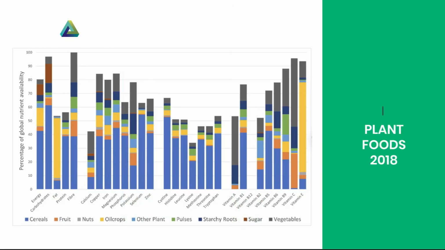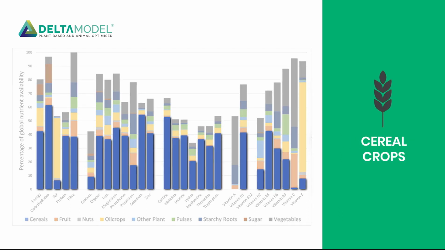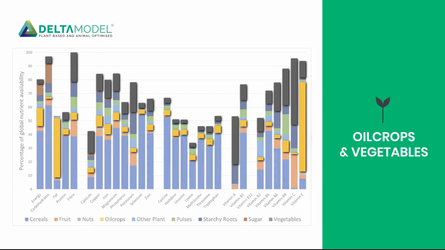Plant foods were responsible for the majority of nutrient supply for most nutrients in 2018, with some exceptions like calcium, vitamin B12 and certain amino acids. Cereal crops were the most important, largely due to their high global production and consumption. They are not necessarily the richest sources of nutrients, but are an important source because we consume so much of them. Oil crops and vegetables also played an important role.